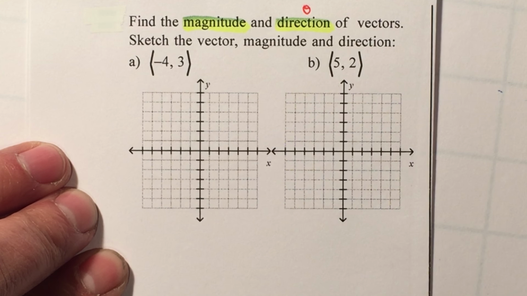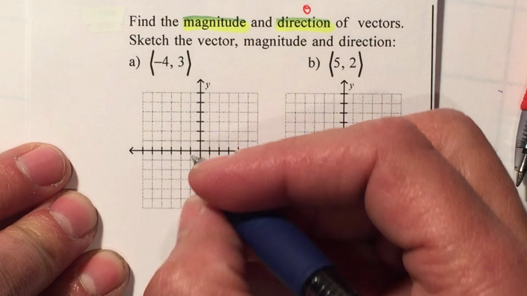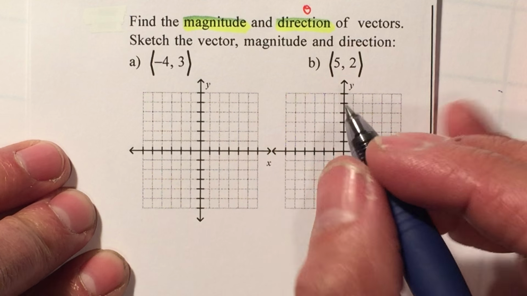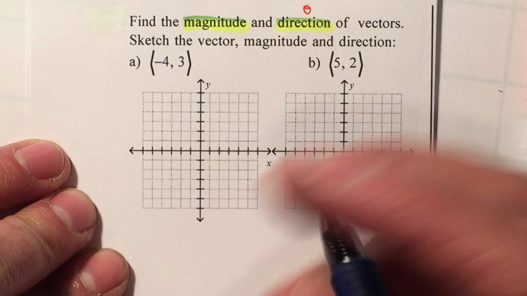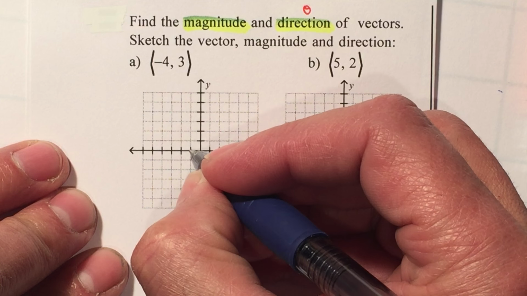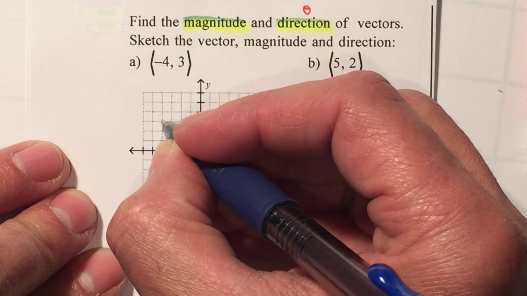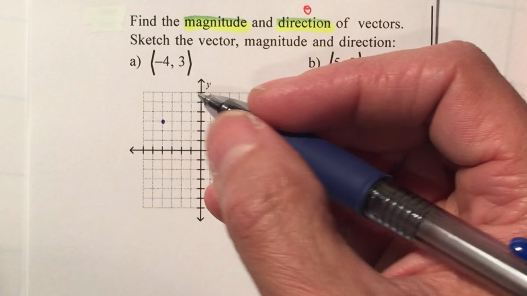I think it's very important for you to understand what we are looking at, and that will give you an indication of what the angle should be. So in this case, it's -4, 1, 2, 3, 4, and up 3. And here's your vector.